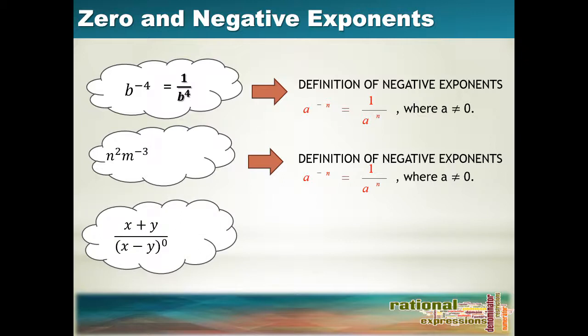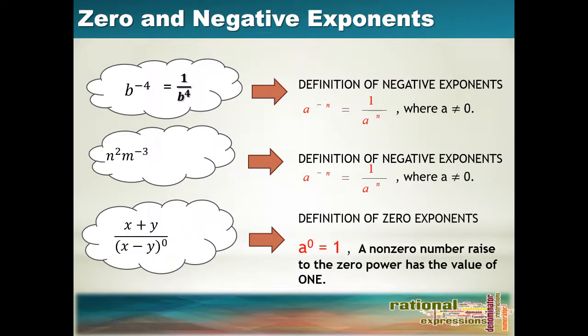Next, the quantity x plus y, all raised to the power of 0, is equal to 1. It is from the definition of zero exponents. Any non-zero number raised to the 0 power always has the value of 1.